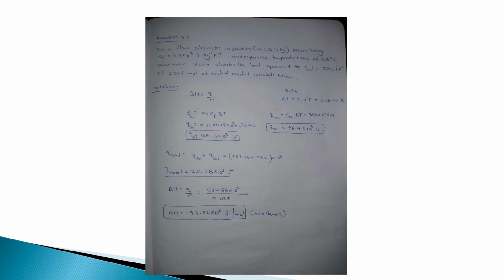Here we have to calculate the heat absorbed by the solution and the heat absorbed by the calorimeter, and then calculate the number of moles formed during the reaction. The heat absorbed by the solution is m into Cp into delta T, which was given in the question. Then we add the heat absorbed by the calorimeter. It gives the total heat absorbed during the reaction, and we substitute that into the final formula, delta H equals Q by n. Here also the overall result is in negative terms because the reaction is exothermic, where heat is released during the reaction.